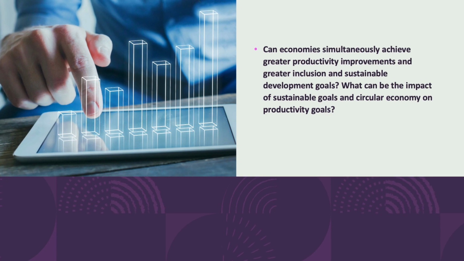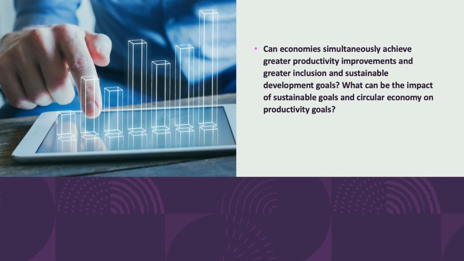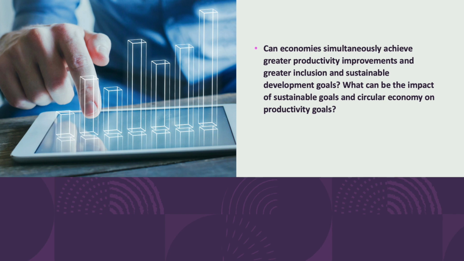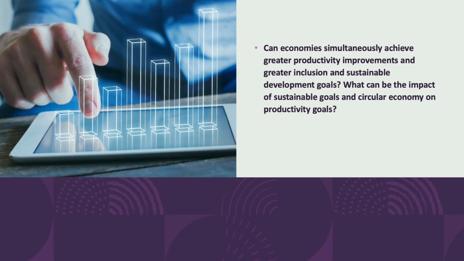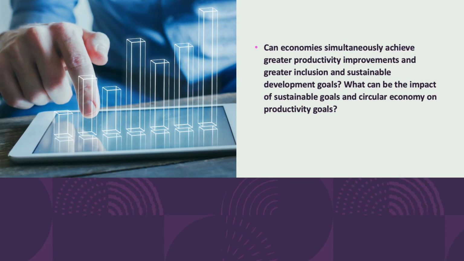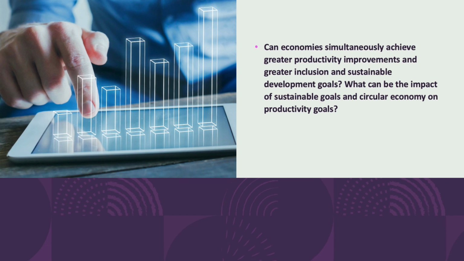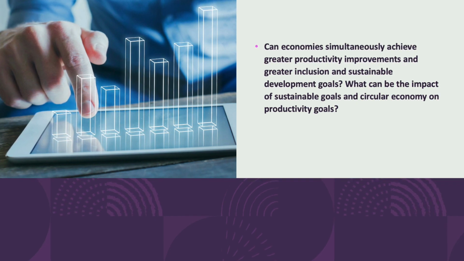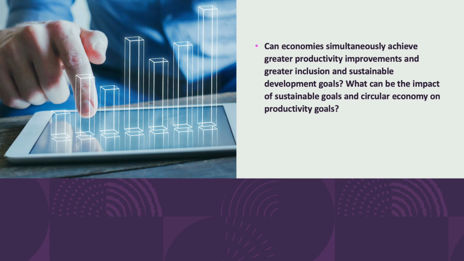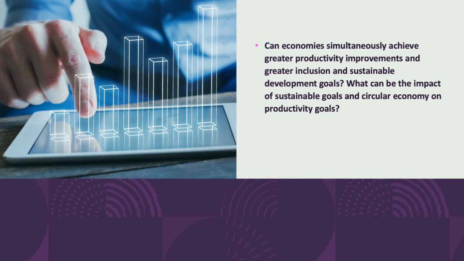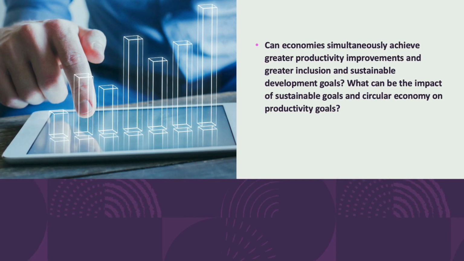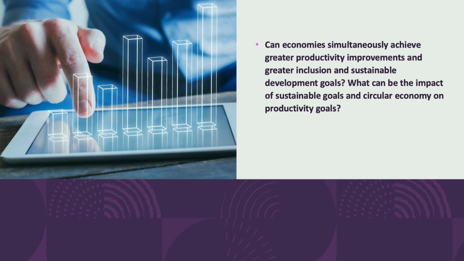Being more sustainable would help increase life expectancy. And overall, higher life expectancy has a positive impact on productivity growth. Sustainable agriculture improves food security, which is important for labor productivity. So sustainable agriculture will affect productivity growth positively.